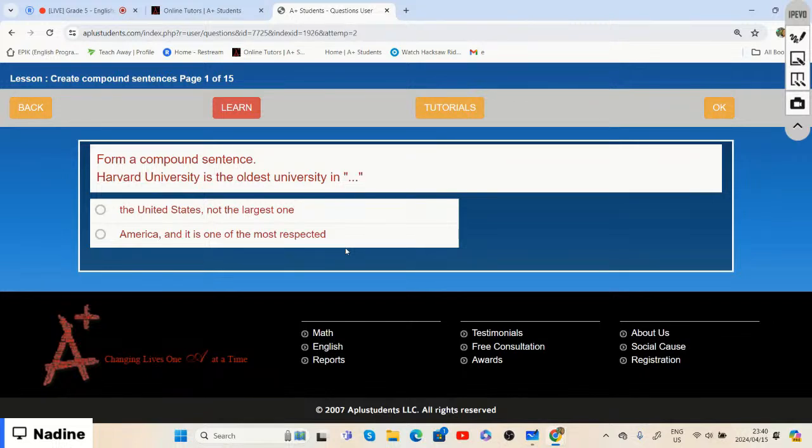If we add this part of the sentence, with either option one or two, it says Harvard University is the oldest university in, with option one, the United States, not the largest one. Or with option two, America, and it is one of the most respected? We need to choose either option one or option two that is joining that sentence.